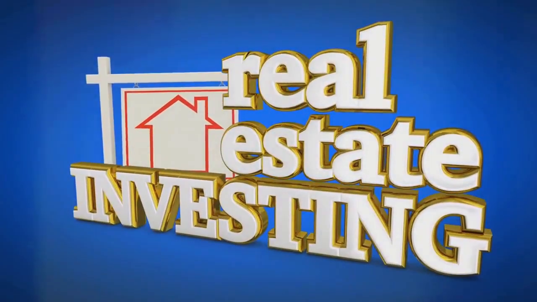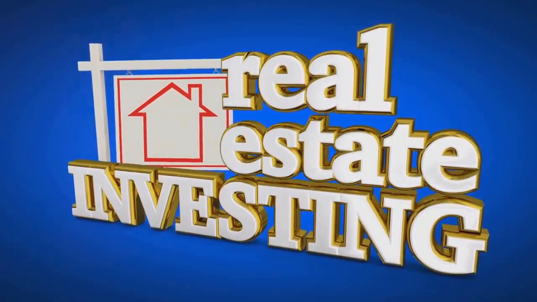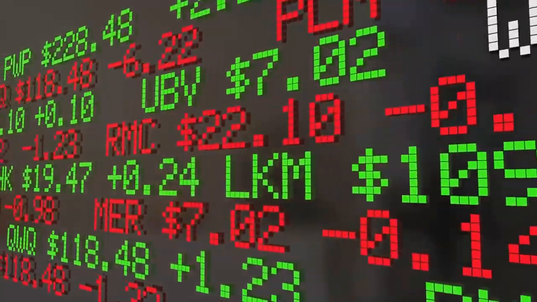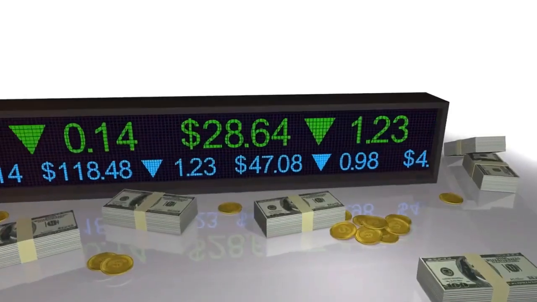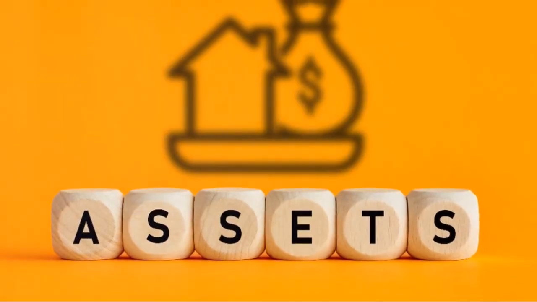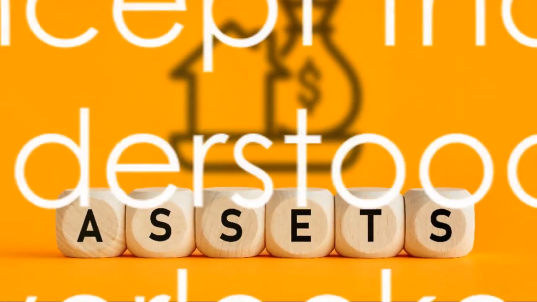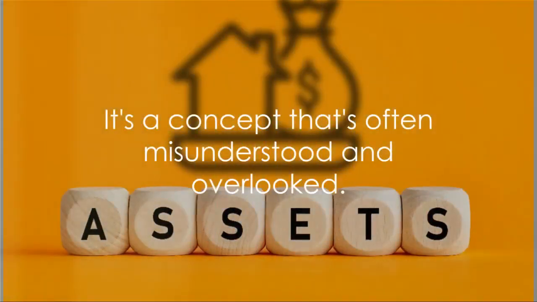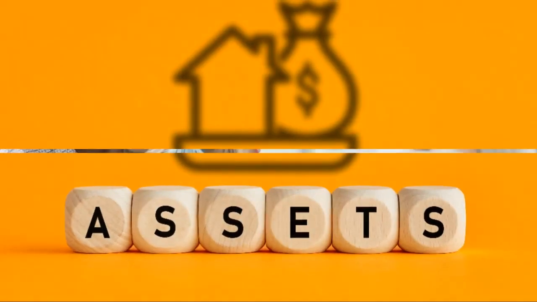An asset is something that puts money into your pocket, often with minimal work on your part. It could be a rental property, stocks, or a side business. On the other hand, liabilities are obligations that drain money from your pocket, such as loans, mortgages, and credit card debts. To build wealth, the strategy is simple. Accumulate as many assets as possible and minimize liabilities. This might seem straightforward, but it's a concept that's often misunderstood and overlooked.